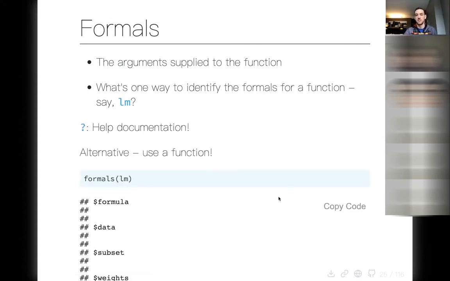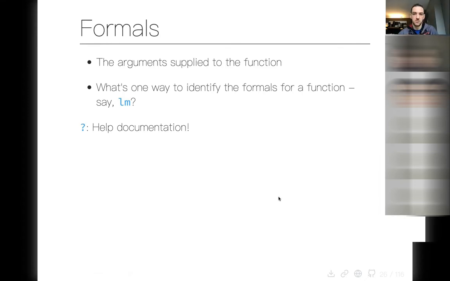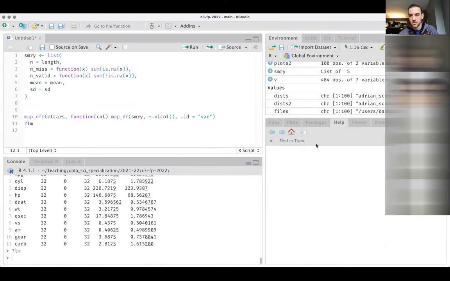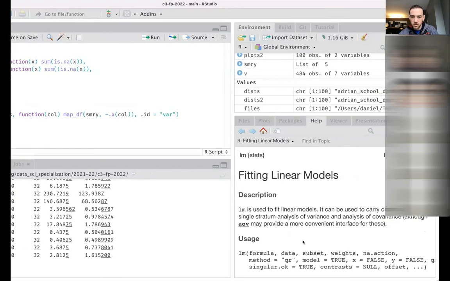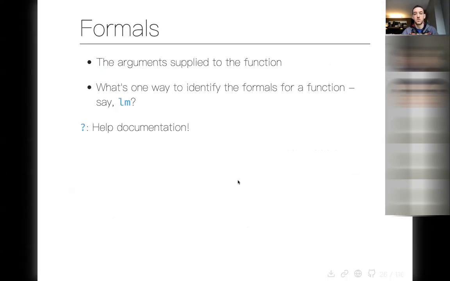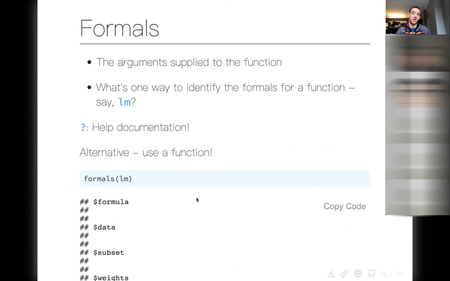If you look at the help documentation, it will always, so let's just go do it real quick. I'm still sharing here. So if I do ?lm, right here, you will see the formal arguments. That's always the first thing that is shown in the help documentation. You can see formula, data, subset, these are all arguments to the function. So the help documentation is a great way to get them. You can also use a function to understand what the formals for the function are, which is formals. If I call formals on lm, it will print the formal arguments in a list.